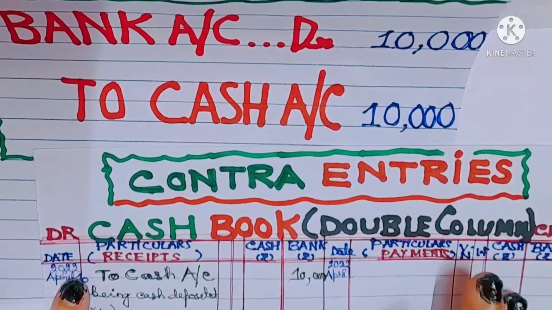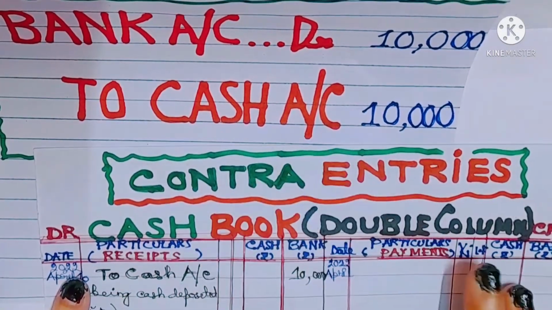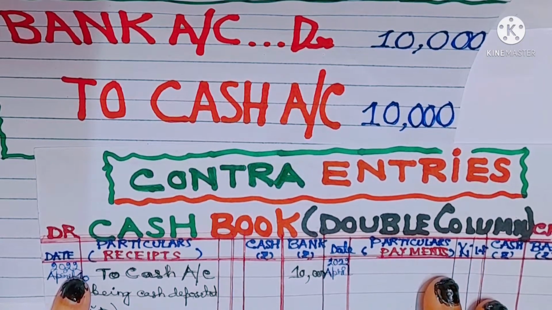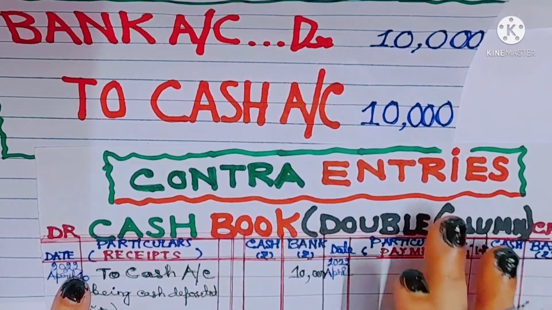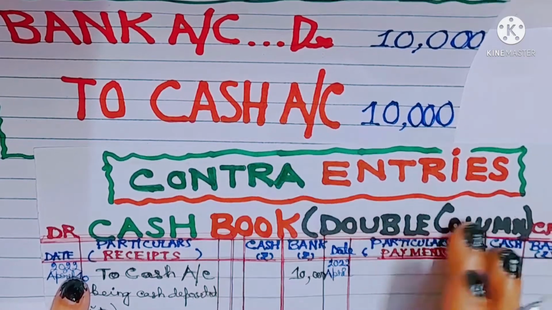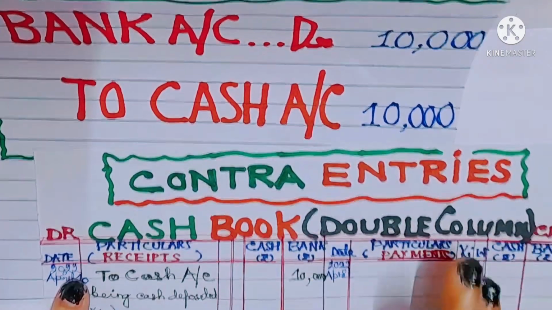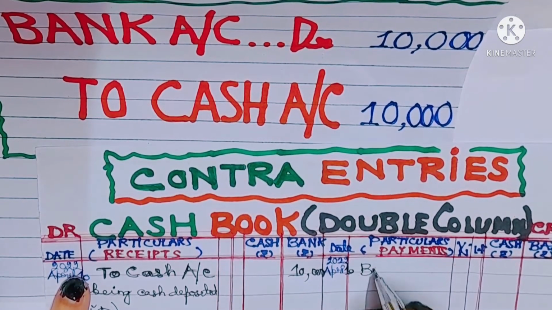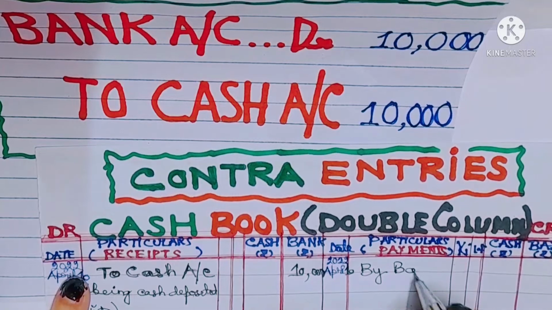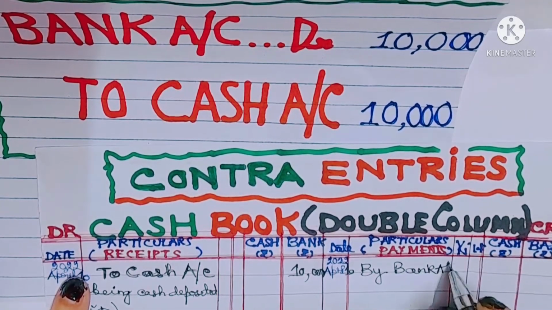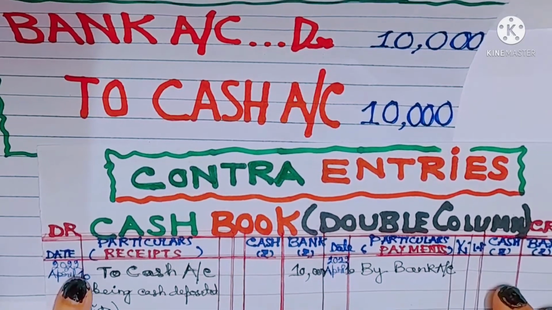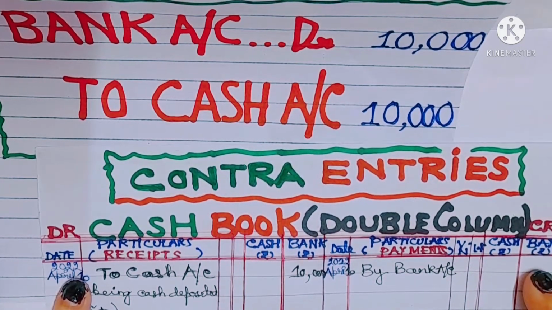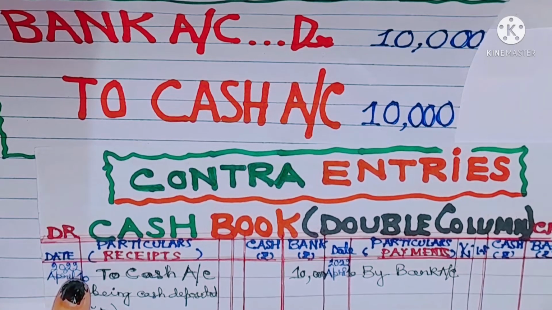Now what is the position of the cash account? Since cash account is on the credit side, bank account will also be on the credit side. This is nothing but simple ledger posting. So we'll write on 10th April by bank account. How much? 10,000. But in which column will we write? We have to record 10,000. So in which column are we going to record?